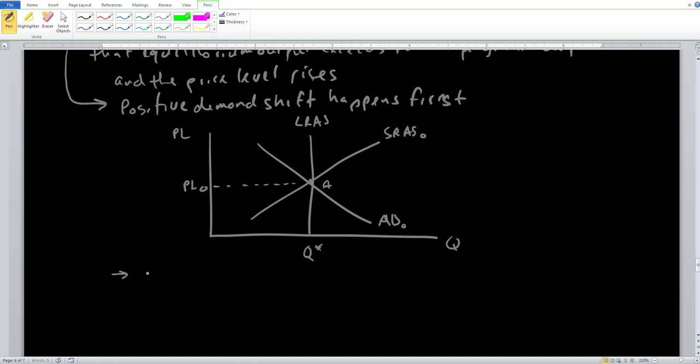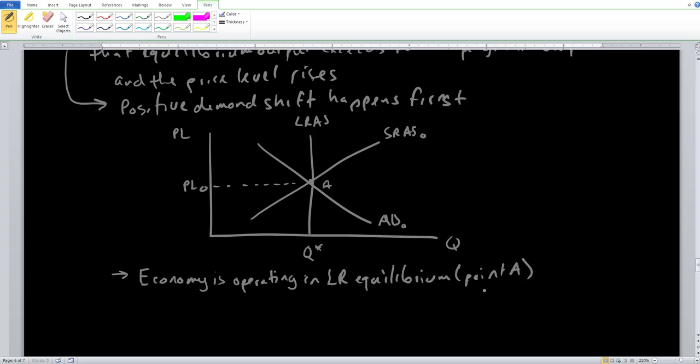So here, starting off point, the economy is operating in long run equilibrium. So here, point A. Nothing new with this. This is typically going to be our starting point no matter what. But now let's go ahead and introduce the circumstances of demand pull inflation.